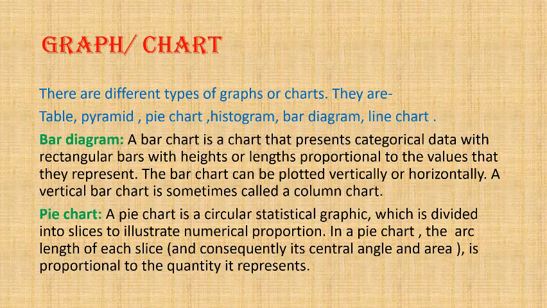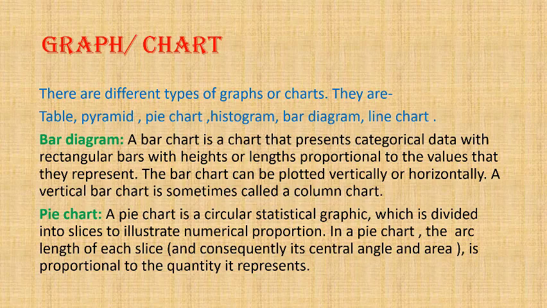A bar chart is a chart that presents categorical data with rectangular bars with heights or lengths proportional to the values that they represent. The bar chart can be plotted vertically or horizontally. A vertical bar chart is sometimes called a column chart.